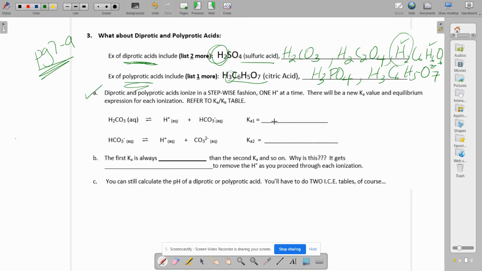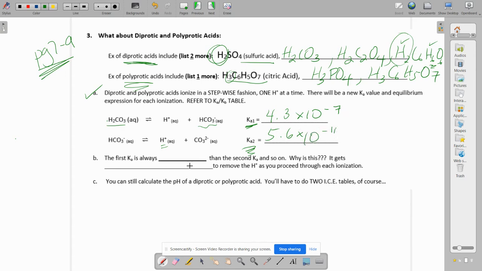So what makes diprotic and polyprotic acids unique? They dissociate just like any other acid, but the H's come off one at a time. For carbonic acid, to pull off the first H, you have Ka1, the equilibrium constant for just the first H coming off. On the Ka-Kb sheet, Ka1 is 4.3 times 10 to the negative 7th. Then we pull off the second H, the second dissociation, so we call it Ka2. According to that same sheet, its value is 5.6 times 10 to the negative 11.